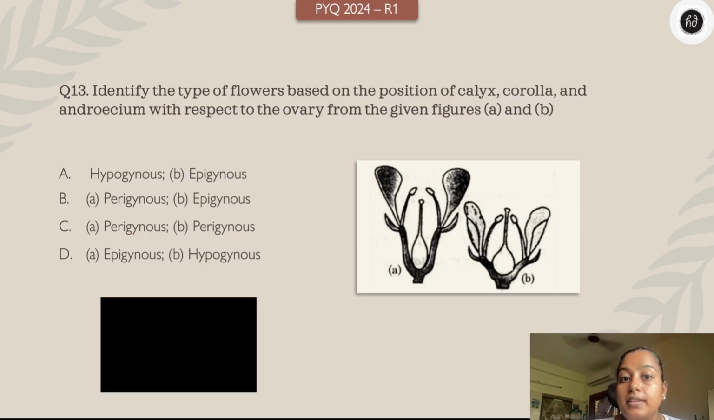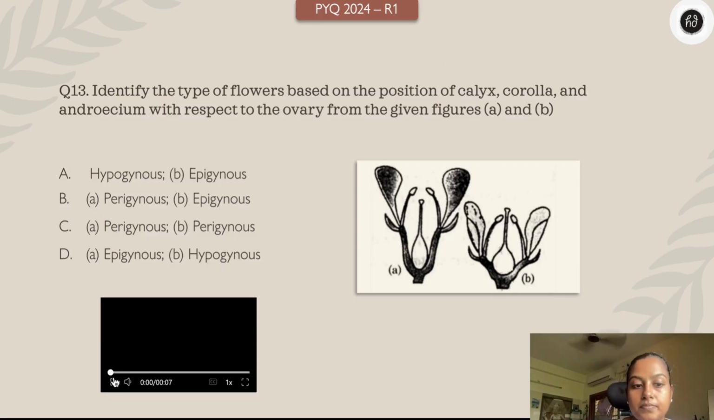13th question. Identify the type of flowers based on the position of calyx, corolla, and androecium with respect to the ovary from figure A and B. Option A: A hypogynous, B epigynous. Option B: A perigynous, B epigynous. C: A perigynous, B perigynous. D: A epigynous, B hypogynous.